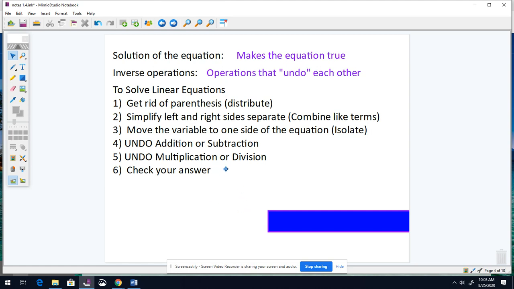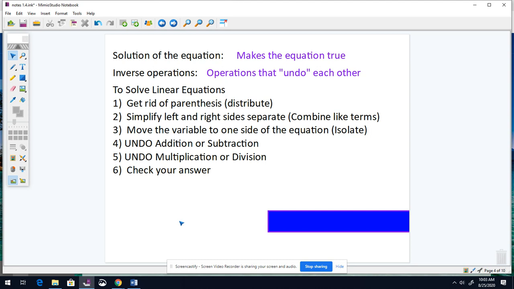Then you want to get all your variables on one side. I like to call it isolating the variable, and all your numbers on the other. So you get to decide which side you want to work with. And as we do some examples, we'll talk about what I think are easier. You're going to use your inverse operations to undo. The goal, again, is to get the variable isolated. And then when it's all said and done, if you get an answer of x equals -1, then check.